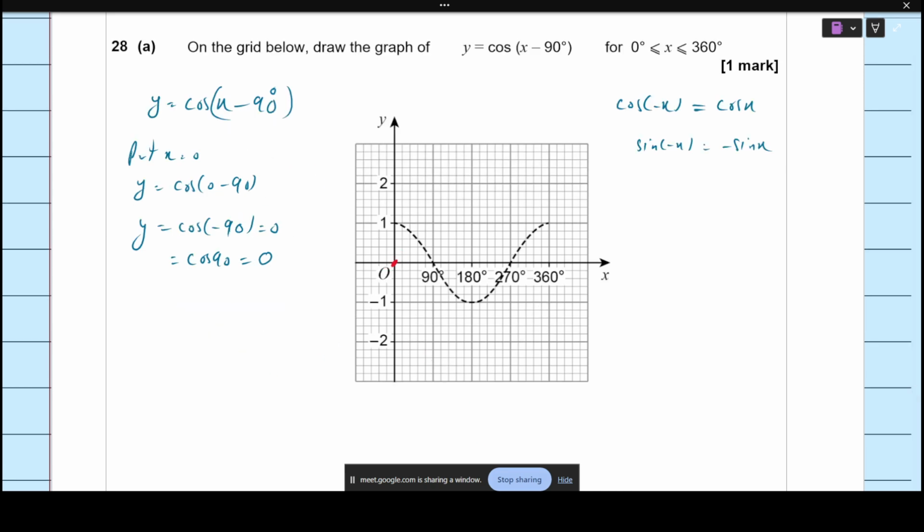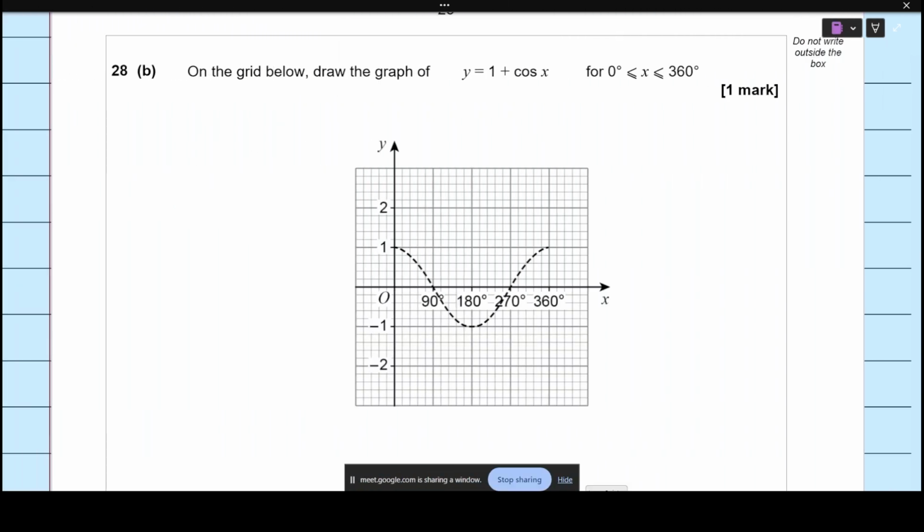That is the point. For the second point, I put x is equal to 90 degrees. So y is equal to cos(90 minus 90), which is cos 0. Cos 0 is 1, so when x is 90, y is 1. If I combine these two points, that would be the line. Similarly, y is equal to cos(180 minus 90), which is cos 90 again, and cos 90 is equal to 0. So that would be the point. Similarly, at 270 we will get negative 1, and at 360 we will get 0 again. So that would be the graph like this.